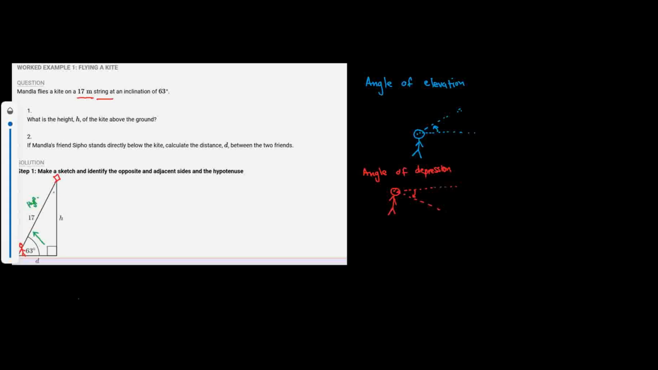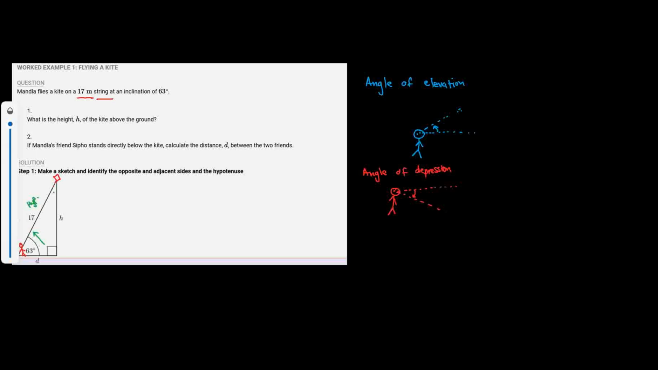How can you find this angle here? You can use the sum of angles of a triangle. 180 degrees minus 63 degrees minus 90 degrees will give you this remaining angle. But let's use 63 degrees because it's much simpler.